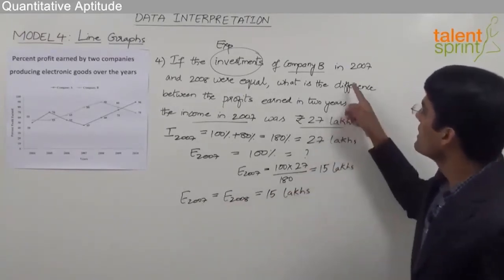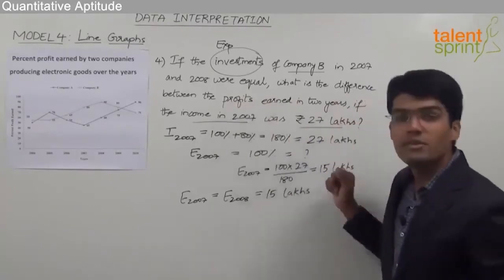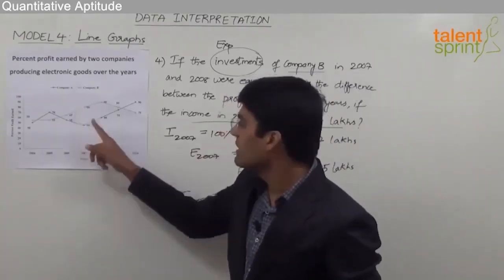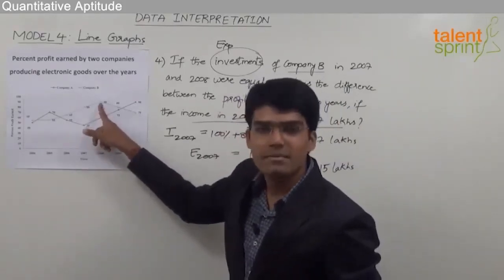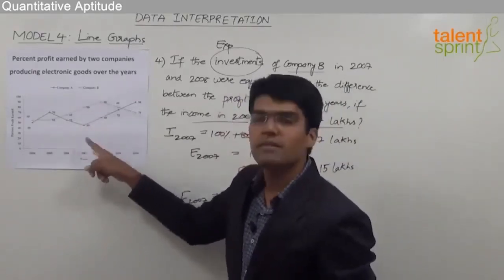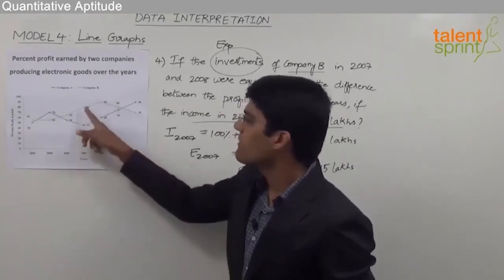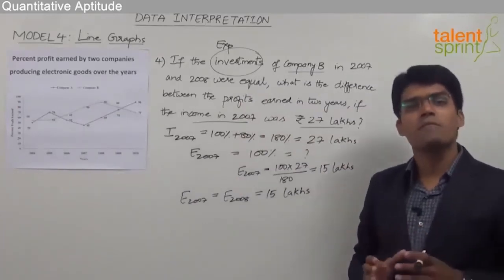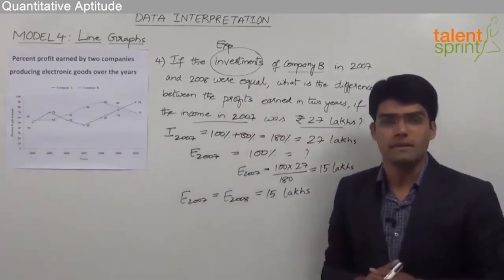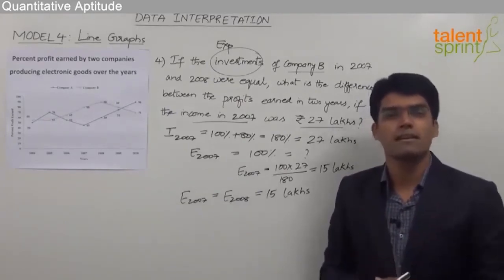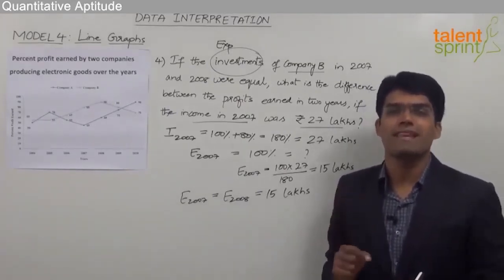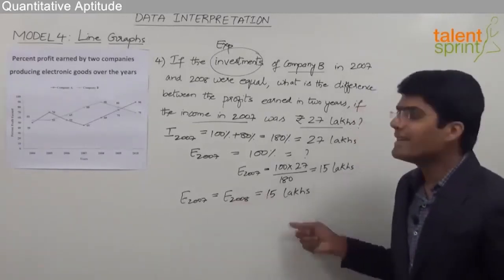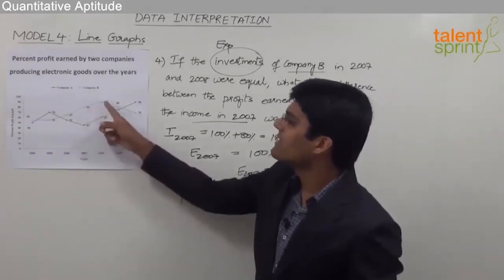We are supposed to find out the difference between the profits earned in 2 years. Now profit in 2007 is 80% for company B and profit in 2008 is 90%. So we need to find out the difference between these two profits. We know that profit is always calculated on expenditure. Percentage profit is nothing but profit by expenditure into 100. Now as the expenditure of the 2 years are equal, we can directly take the difference as 80% difference 90%.